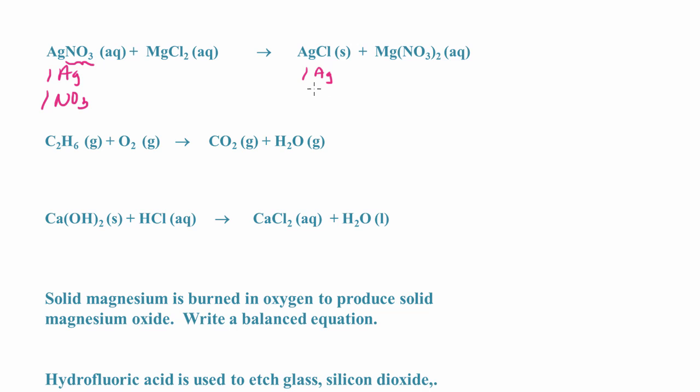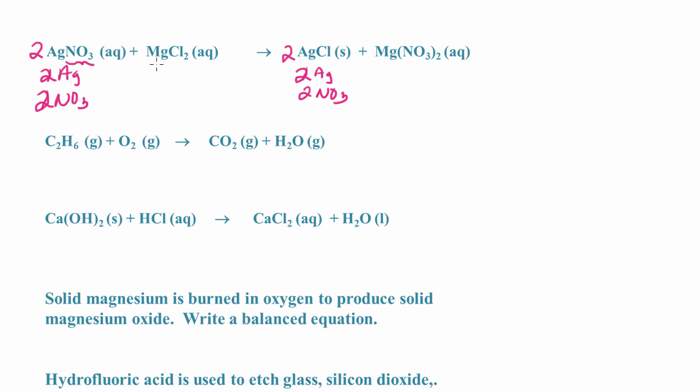So 1 nitrate here, we have 2 nitrates here. So I need to put a 2 in front of this so that I have 2 nitrates on both sides. Well, look what happened. Now I have 2 silver atoms on this side and only 1 on this side. So I'm going to put a 2 here. So now I'm balanced in silver and nitrate.